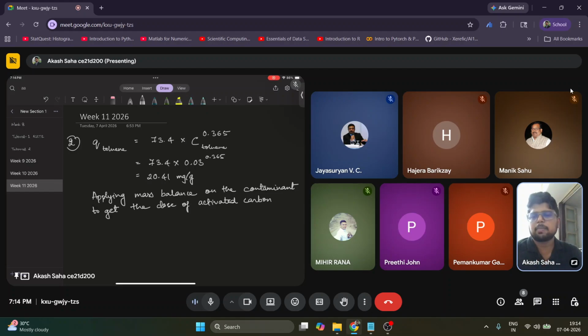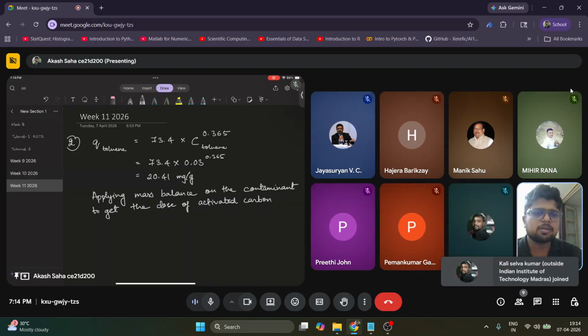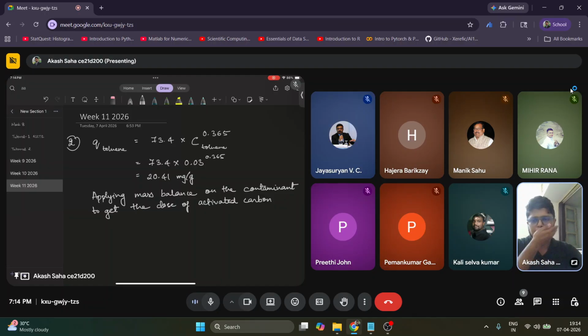The reason we are applying mass balance is that the total concentration of the contaminant will be intact. It is not getting degraded. It is just coming out from the liquid phase. Some part is getting adsorbed on the solid phase. So that is the only change that is happening, whereas there is no degradation, there is no loss of mass of the contaminant. So you just have to keep that in mind.